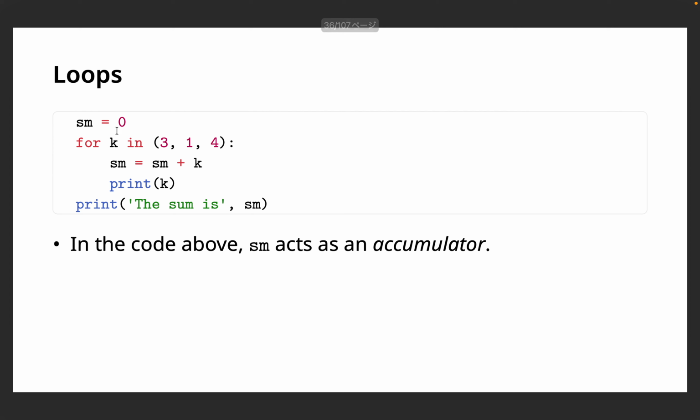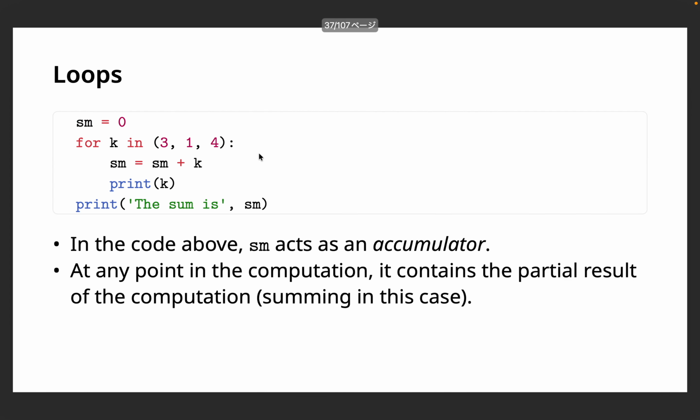So here, the sum is acting as an accumulator. It accumulates the values inside the sequence. And at each point in the loop, it has some partial result. So it's kind of similar to a cumulative recursion. It's accumulating these values over here.